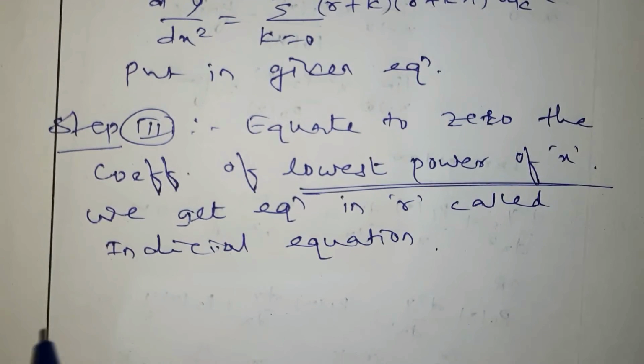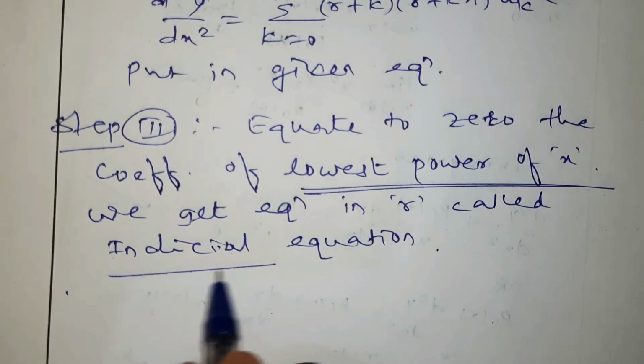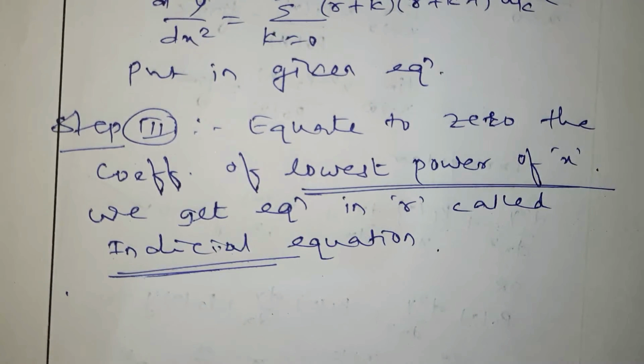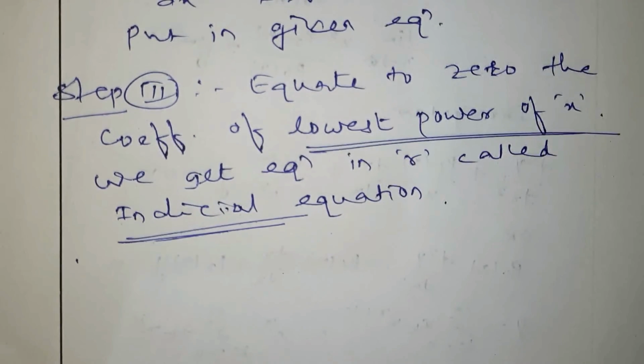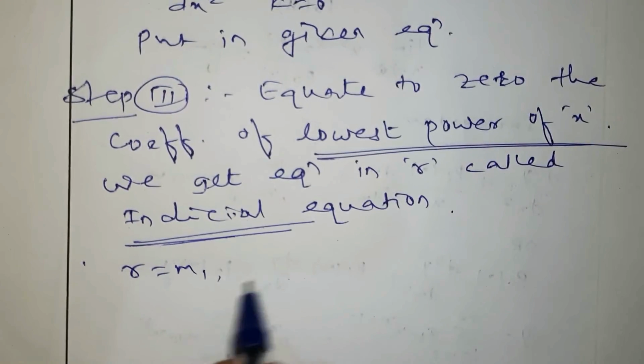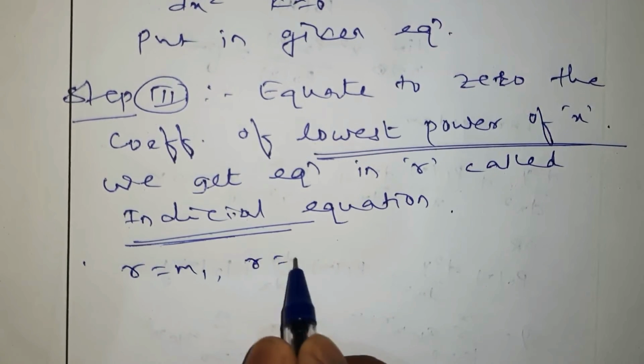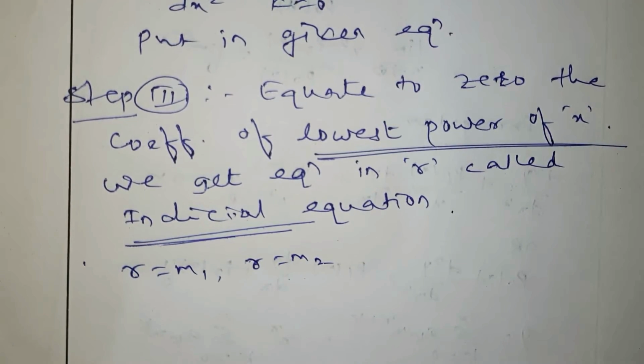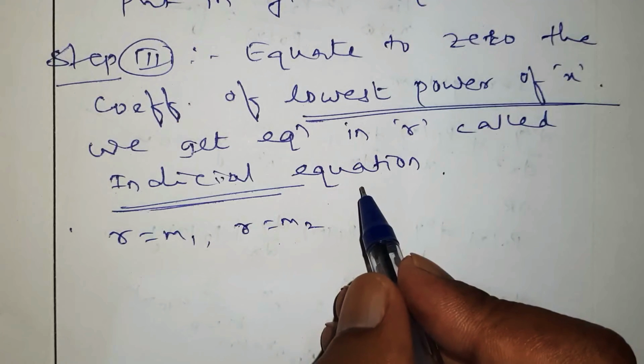And then fourth step. Why is this indicial equation very important? Because indicial equation gives us the solution. So what is the solution? Suppose my equation is of degree 2, then I take two roots, r is equal to say m1 and r is equal to m2. These are the two roots of this indicial equation.